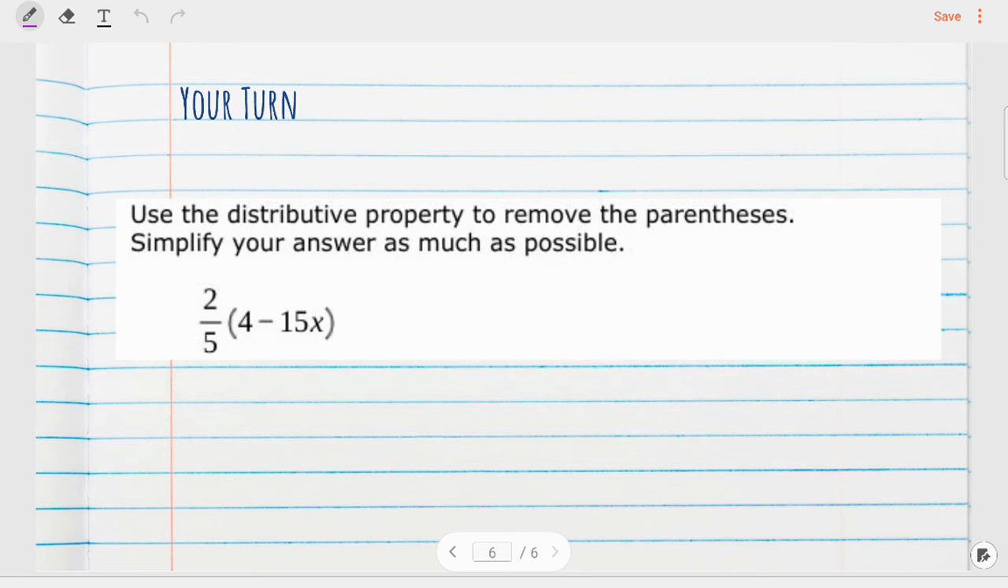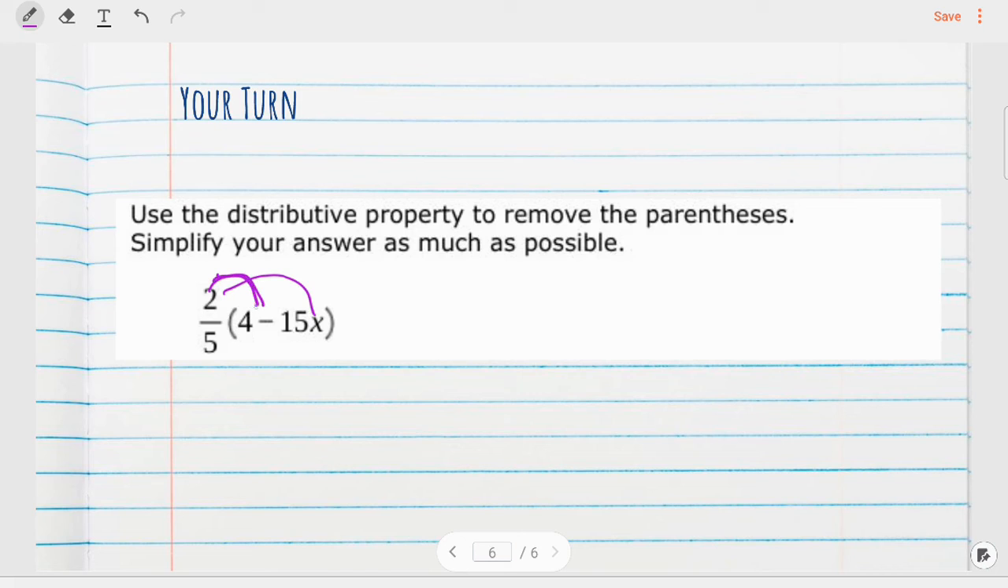All right, final time. This is a your turn problem. So I'm going to use the distributive property and simplify my answer as much as possible. So multiplying to both of the insides. Take a second, pause your video, and when you're done, press play.